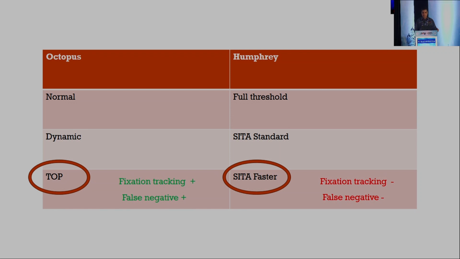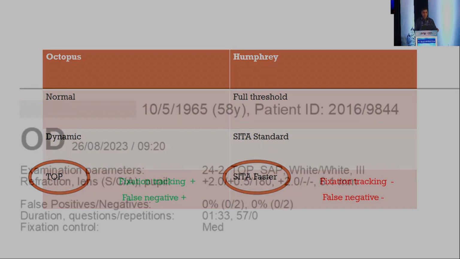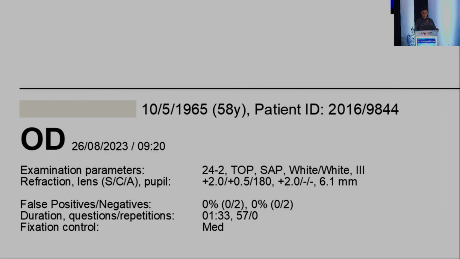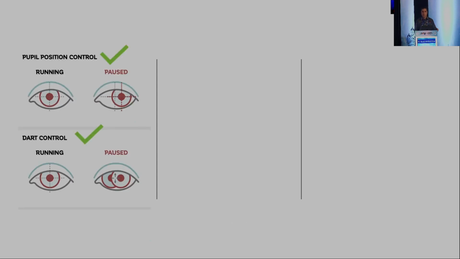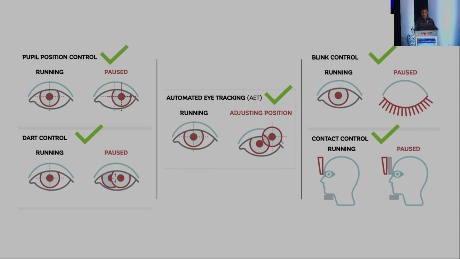The equivalent to the SITA Standard would be the dynamic strategy. Now, I'm not going into the details of false positives and negatives, which are all the same as the Humphrey, but fixation control is something that I think merits a mention here in Octopus. The Octopus has so many methods of fixation control. It tracks pupil, dart, automated eye tracking, blink, and contact.